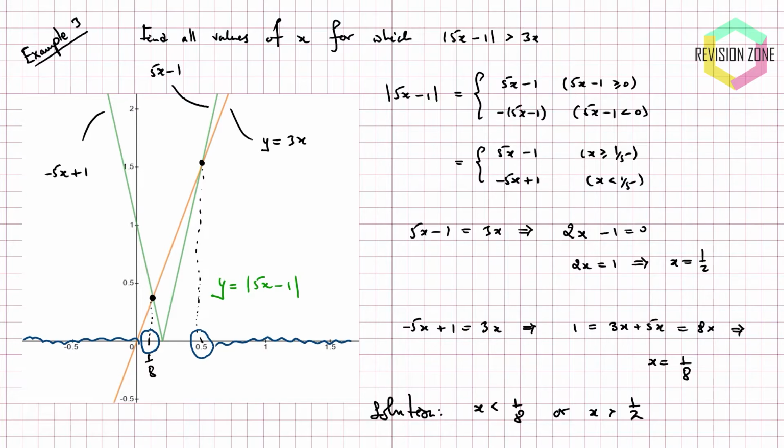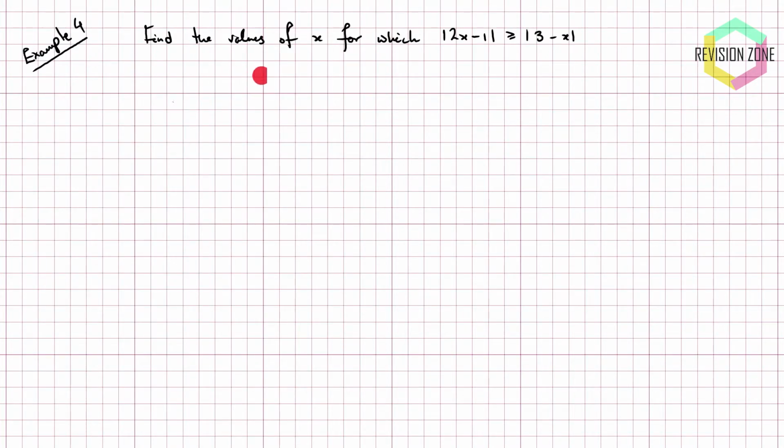Let's try the next example. So this example takes us closer to the sort of thing we're going to see on an A-level paper. In this case we have a modulus inequality, but the interesting thing is we've got a modulus function on both sides. Given the importance of this sort of calculation, we're going to do this two different ways just to really reinforce these ideas.